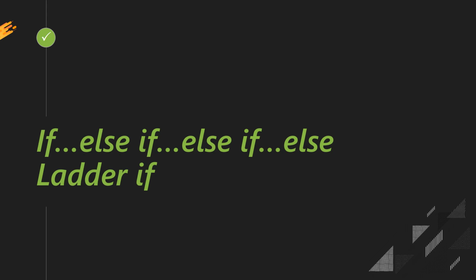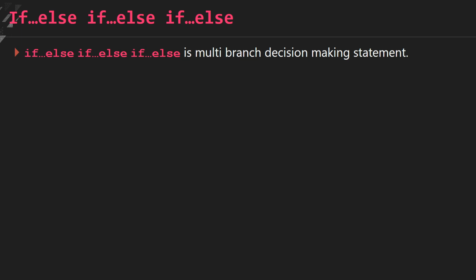If you want to check multiple conditions, or if you want to take multiple decisions in your program, you need to use the ladder if statement, which is very important. Use it whenever multiple decisions are needed in your logical programs. So it is nothing but a multi-branch decision making statement.